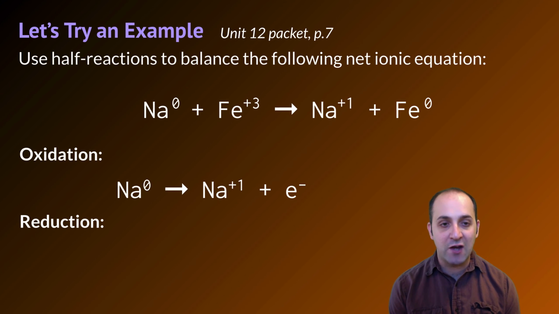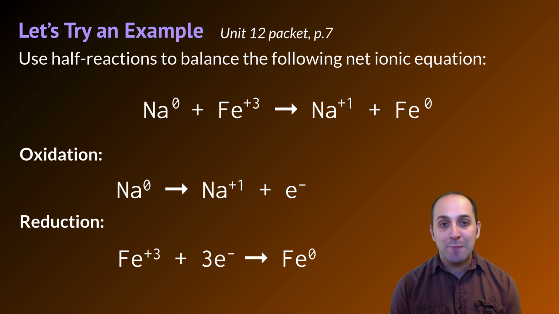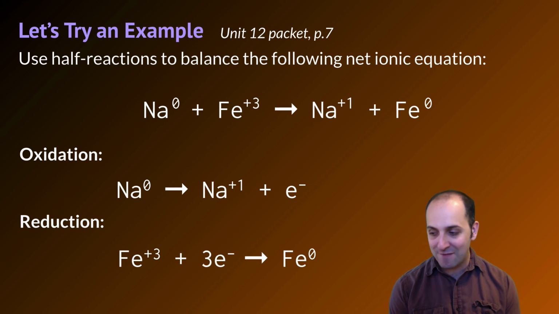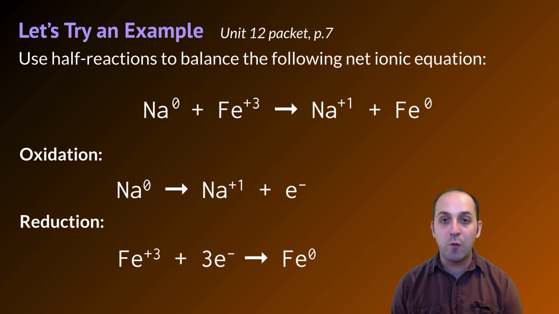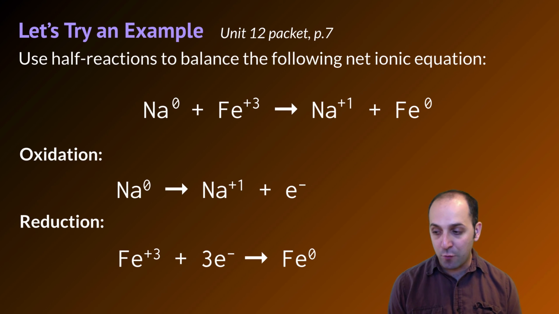Similarly, our reduction reaction looks like this. Fe3+ plus 3 electrons yields Fe0. This is why the reaction is not currently balanced. Sodium is only producing 1 electron and iron is gaining 3. So we need to balance the total number of electrons.